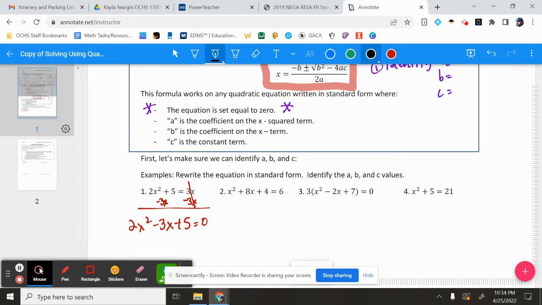If we move on to number 2, this is not equal to 0, so I need to subtract 6 in order to make this thing equal 0. So I'd have x squared plus 8x minus 2 equals 0. For number 3, I notice that I have a number on the outside of the parentheses. Well, in order to do this one, I'm going to want to distribute that 3 into the problem. I do see that it equals 0, but I need to distribute. So I will have 3x squared minus 6x plus 21, and that's going to equal 0.